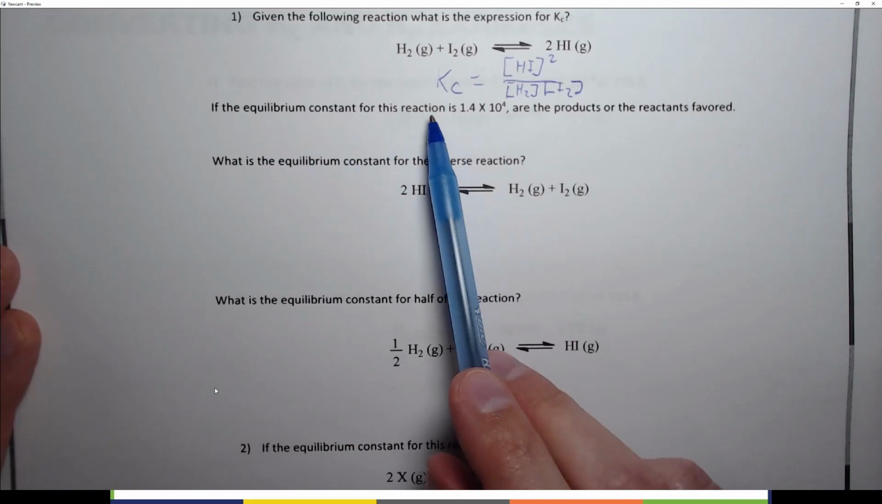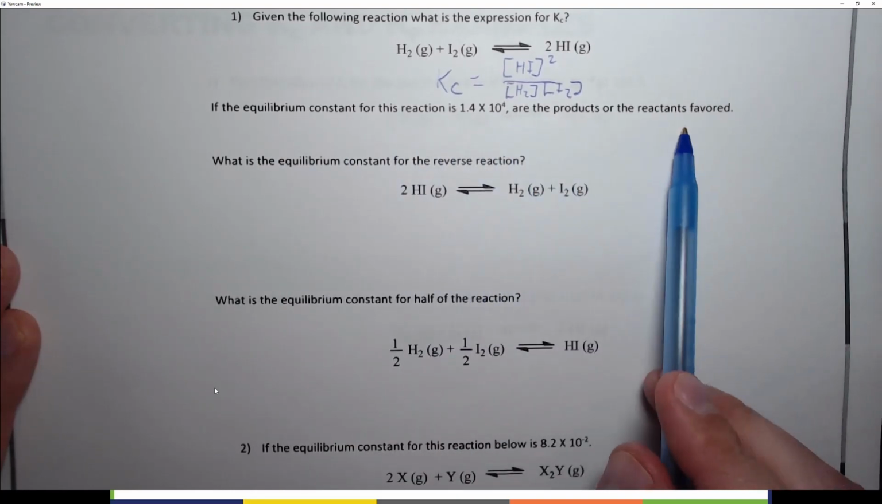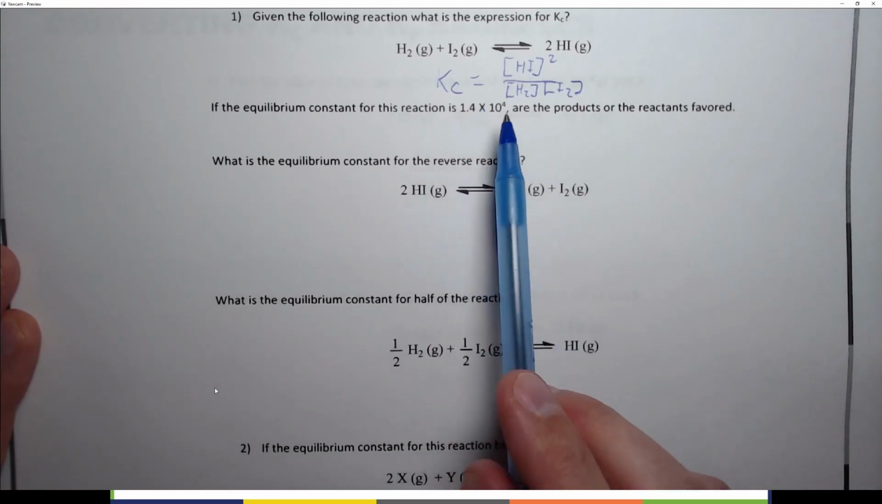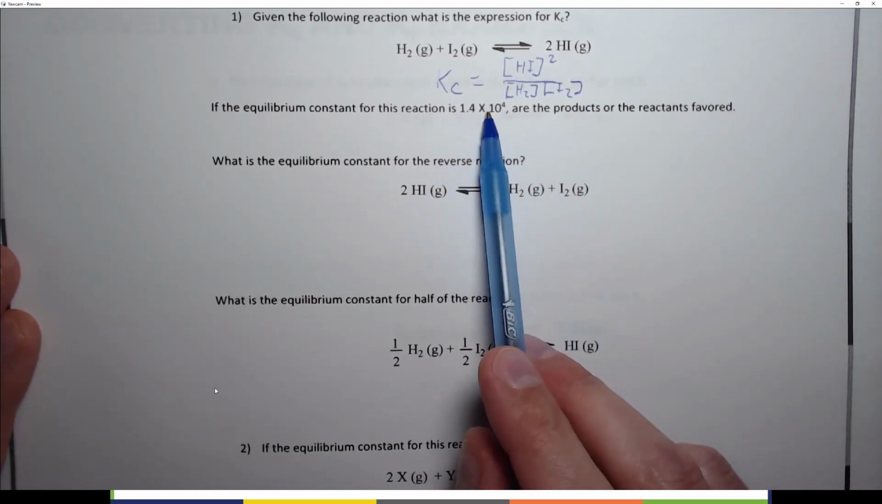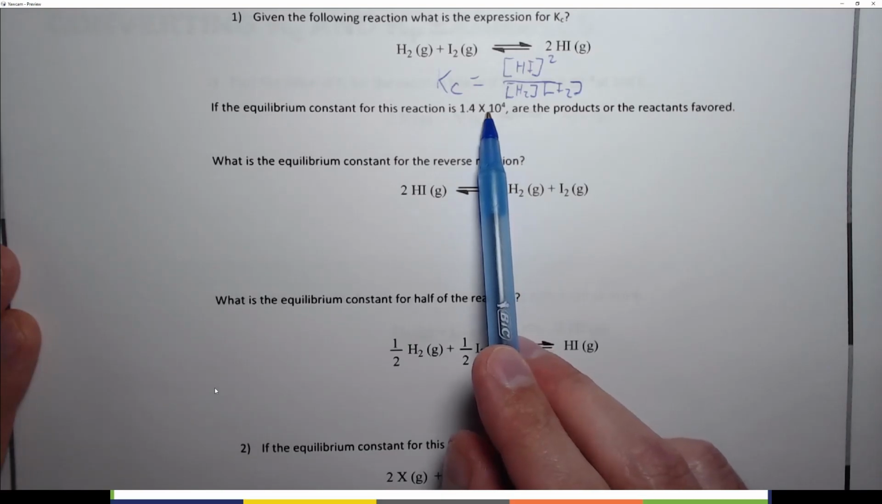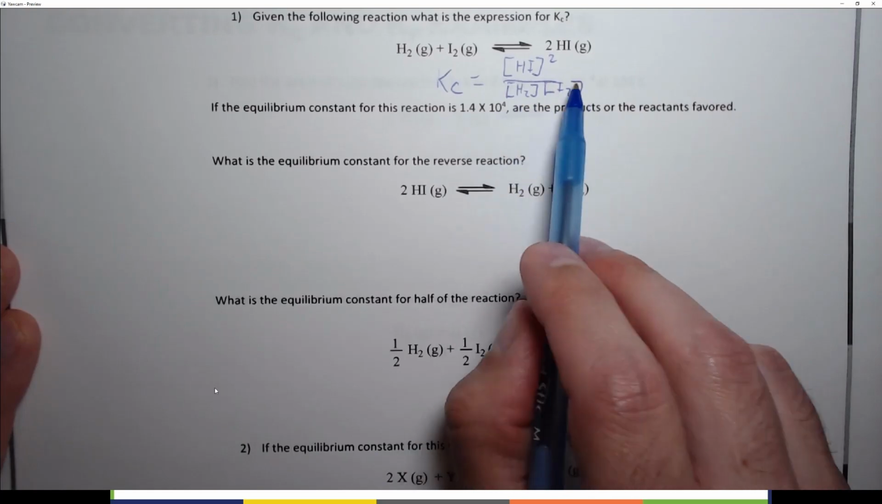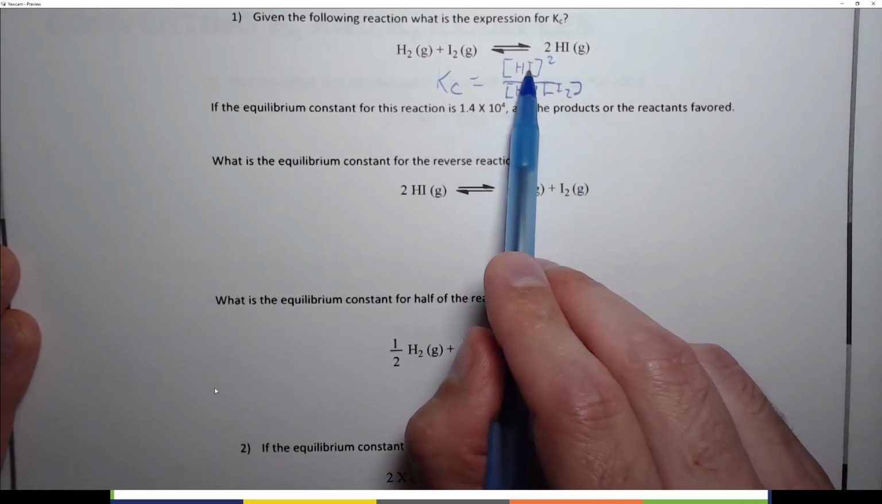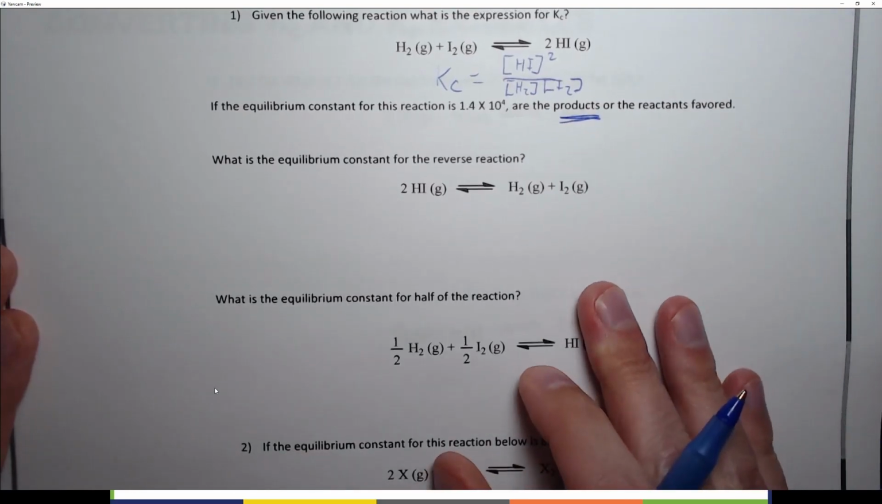It says if the equilibrium constant for this reaction is 1 times 10 to the 4, are the products favored or the reactants favored? Well, 1 times 10 to the 4 is far greater than 1. So since it's far greater than 1, it means we have a bigger number on the top and a smaller number on the bottom. The top is the products, so the products are favored.